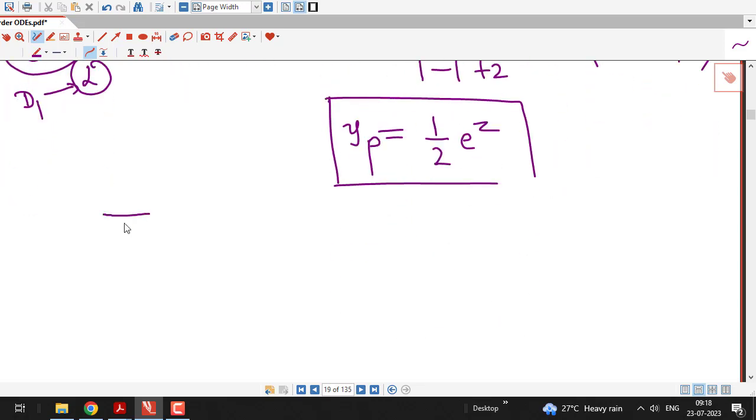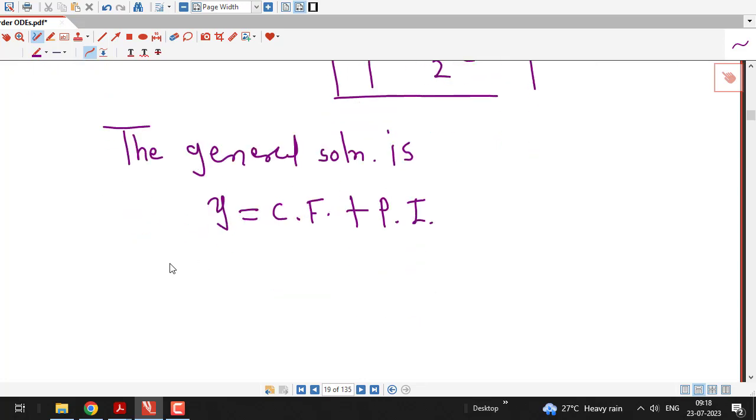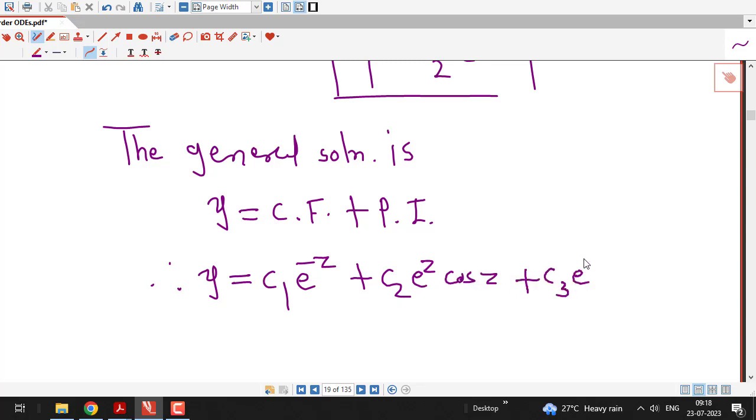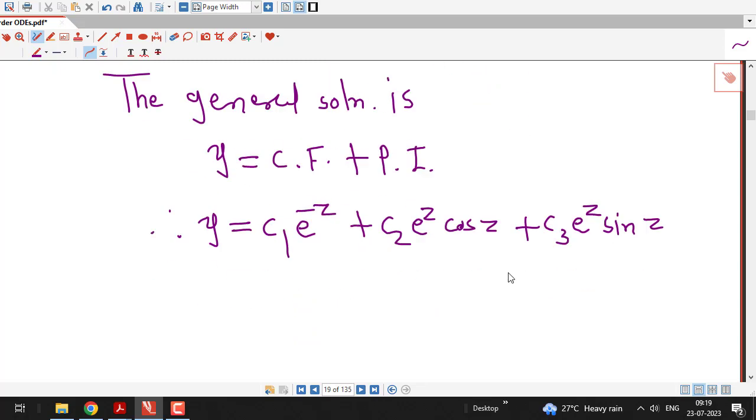And finally we write down the general solution. The general solution is nothing but addition of complementary function and particular integral, and therefore we have to write the complementary function, which was c1 e raised to minus z plus c2 e raised to z cos z plus c3 e raised to z sin z, plus yp, which is 1 by 2 times e raised to z.